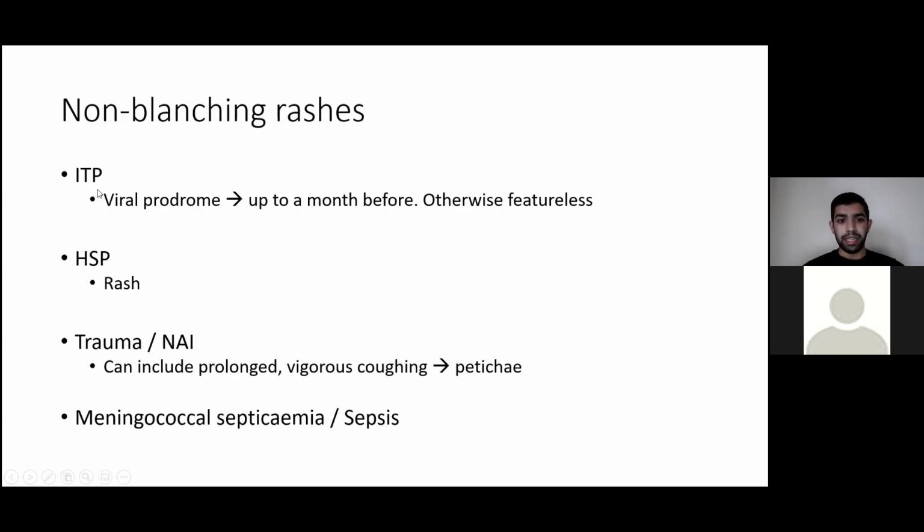Okay, so we have ITP. HSP does have that characteristic non-blanching vasculitic rash along the buttocks and the lower limbs. You can get it from trauma or non-accidental injury, and that is something to always consider.